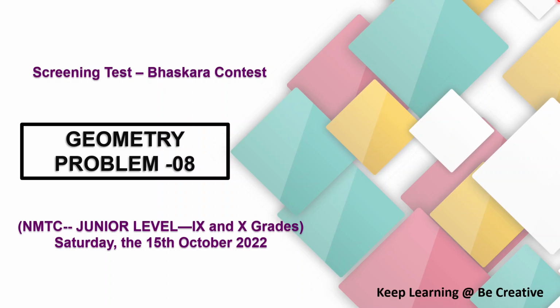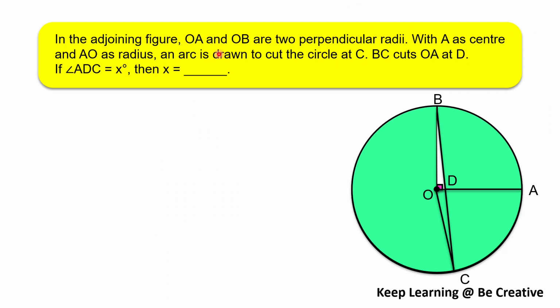Hello everyone, here we bring you again a geometry problem from NMTC Junior Level 1. Interesting one. Here we have been given, in the given figure, OA and OB are two perpendicular radii. This is OA and OB, these are the two perpendicular radii.